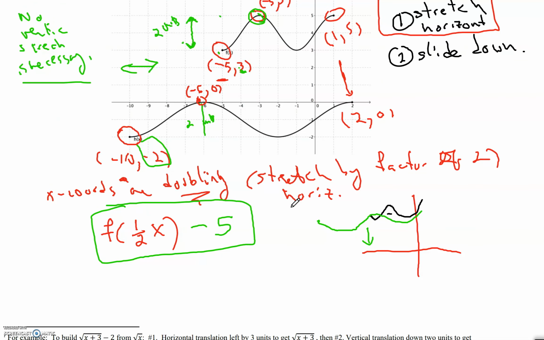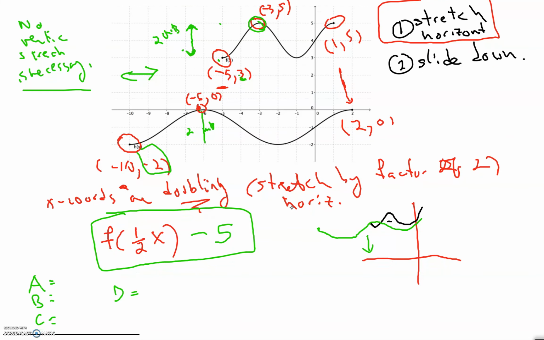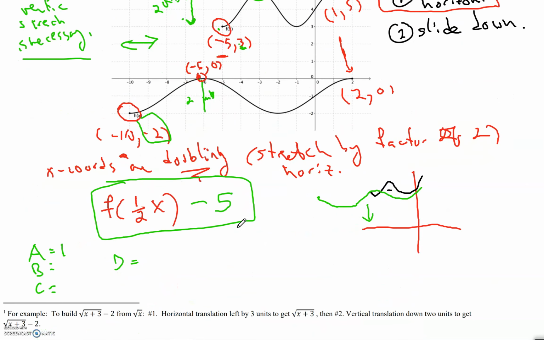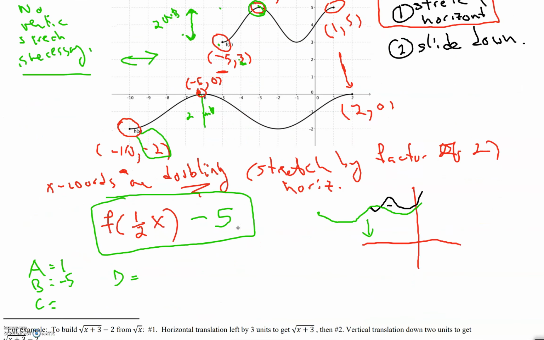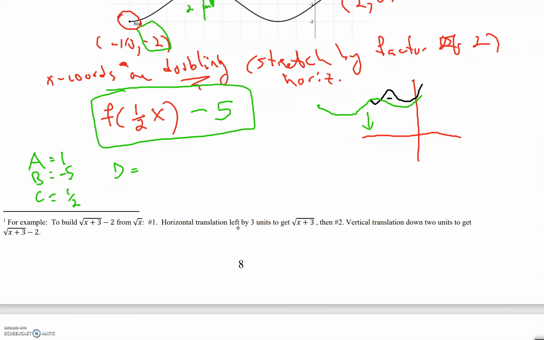And to actually answer the question, what are A, B, C, and D? Let's go back and check that out. A is 1. B is -5. C is 1/2. And D is 0.